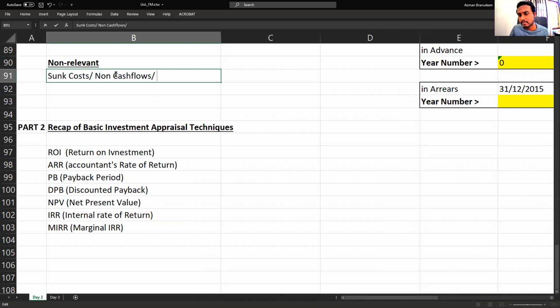Does goodwill come? Okay, goodwill. Yes, sure. For an investment appraisal, yes. Fixed costs. Okay, fixed cost, rather non-incremental. Something that doesn't change with the decision.